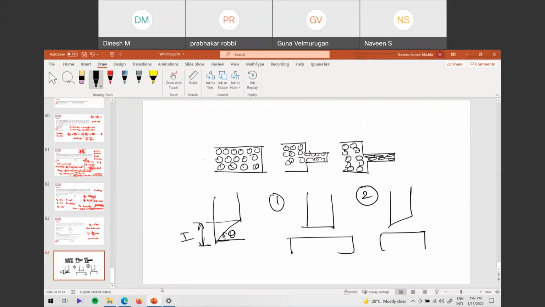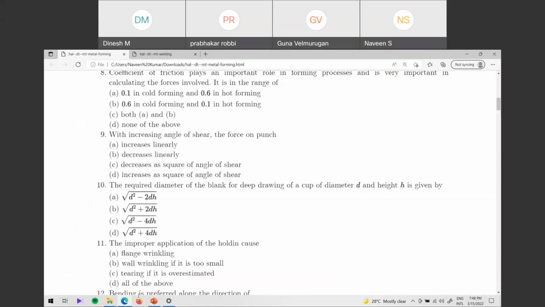So then you are contradicting your initial statement. In the sense, I am telling you as my shear is increasing, my force is reducing. Here, when shear is zero, force is more. Here there is some value of shear, and then force is reduced. It means that if you are increasing the shear, force is reducing. Am I right? Obviously, answer is B. It's not A. It's B. Yes. What about the next one?